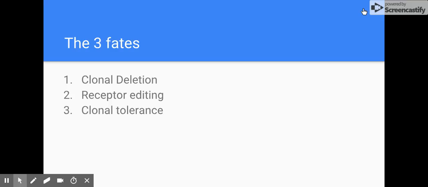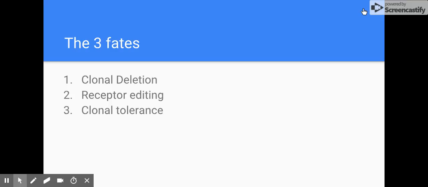The second fate that these cells could endure is receptor editing. Receptor editing is the process by which the T or B cell receptor sequence is altered after their initial recombination event in order to reduce affinity for self antigens. And then there are some cases where some autoreactive B cells that recognize soluble antigens within the bone marrow may survive to escape the bone marrow environment, but they become anergic or unresponsive to any further antigenic stimuli.